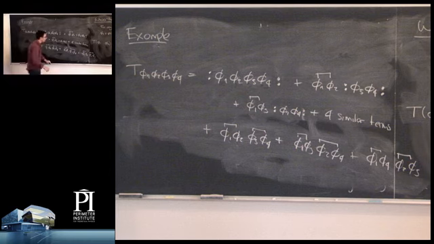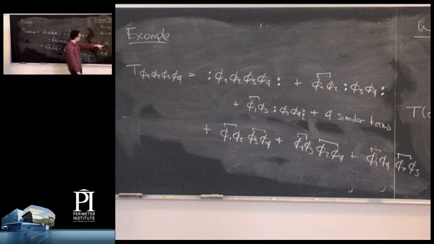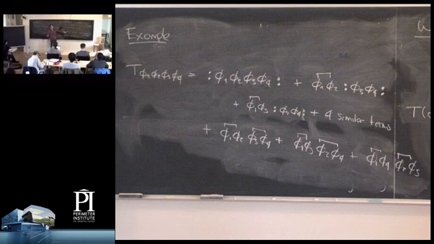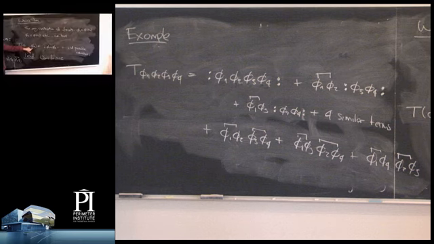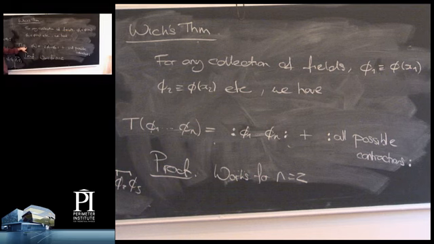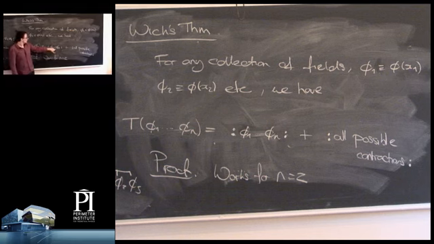Okay, proof. I'm not going to give you the whole proof, because the statement of the theorem is quite dull, but the proof is really dull. The proof is the following: it works for n equals 2, meaning when I have two operators here, and that's what we showed earlier in this lecture, that the difference between the time-ordered product of two operators and the normal-ordered product of two operators is the contraction between those two operators, which is the Feynman propagator. So it works for n equals 2.